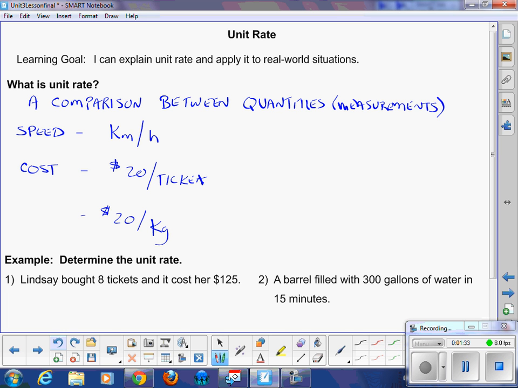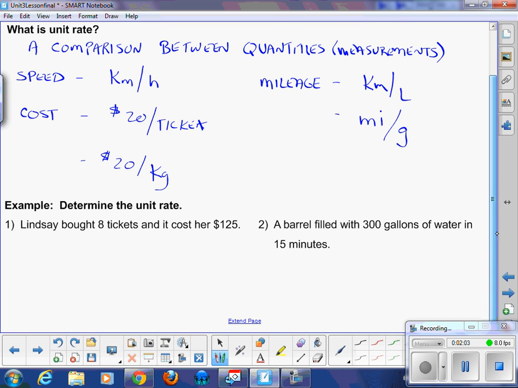If you want to look at some cars, you can look at mileage. Mileage would be kilometers per liter. Sorry. All right, so it's a mileage thing. You've probably heard the American systems, miles per gallon. Okay, so those are unit rates. So all we're doing is we're reviewing and practicing those skills here.